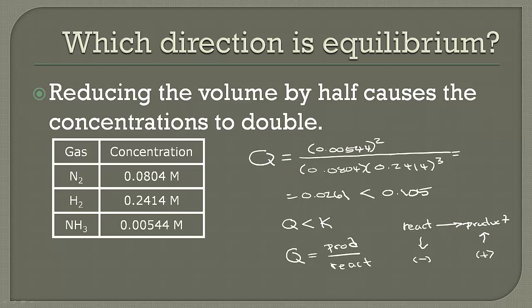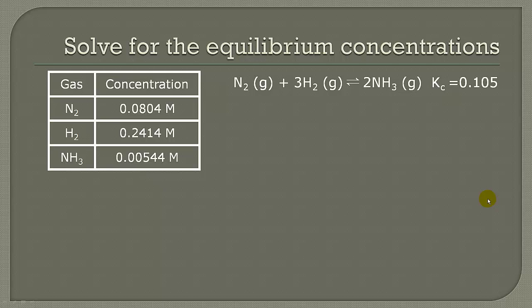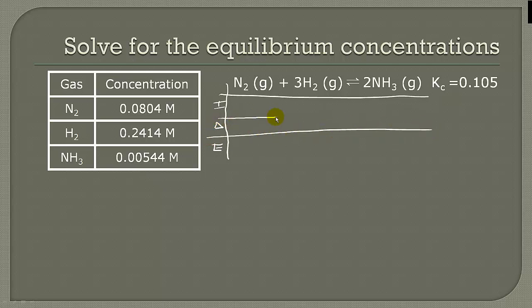So, setting up the ice table, we're going to start with the concentrations of reactants and products and the balanced chemical equation. And what I'll do is what I normally like to do. I'll take these concentrations and write them right underneath the reaction, and I set up my ice table just like this: initial, change, equilibrium. Try to draw straight lines on here.